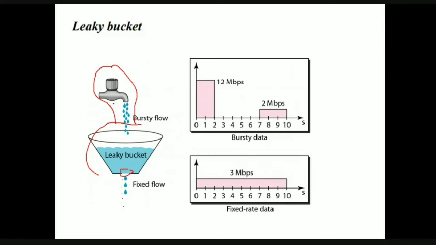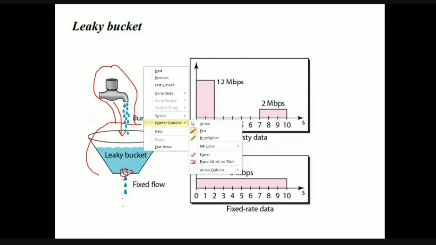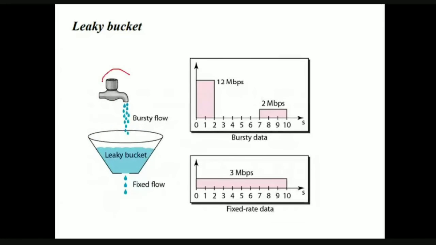Whether the flow from the top tap is fast or slow, it doesn't matter for this leaky bucket, because it has only a small hole, and from the small hole only one drop can come at a time. If you take this analogy as a network, this is our sender, and this is our network. This leaky bucket algorithm is going to shape this bursty data, and it is going to send a fixed flow of data.